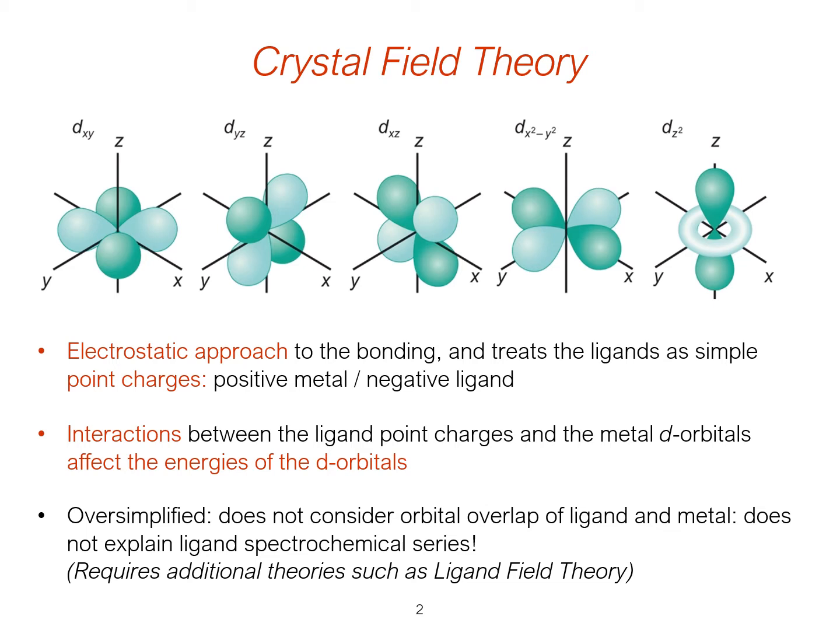And it's very good because it does allow us to work out why some complexes favour tetrahedral over octahedral and other electronic properties. But it is a bit oversimplified in some ways because it doesn't consider the orbital overlap of the ligand and the metal, because it doesn't consider the orbitals of the ligands at all, they're just point charges. And it doesn't explain something called the ligand spectrochemical series, which we will be talking about, but you don't need to know the background behind it. This requires additional theories that are more advanced, such as ligand field theory.